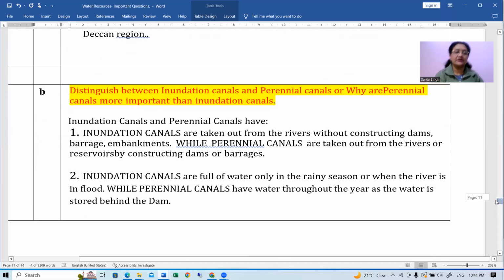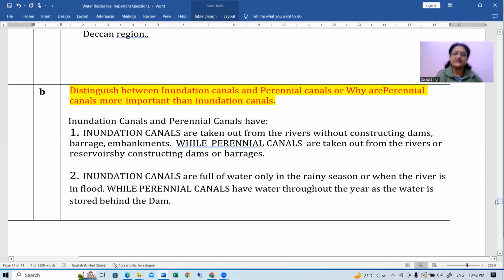Next, distinguish between inundation canals and perennial canals. Okay. Now, inundation canals, as we discussed in the earlier part, are taken out from the rivers without constructing dams, barrages, or embankments. So generally, they carry flood water. Okay, while perennial canals are taken out from the rivers or reservoirs by constructing dams or barrages. Right, there is a constant supply of water in that.